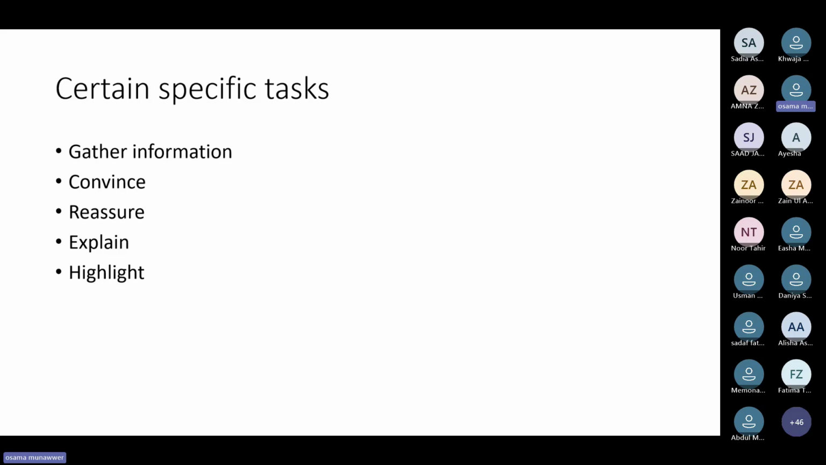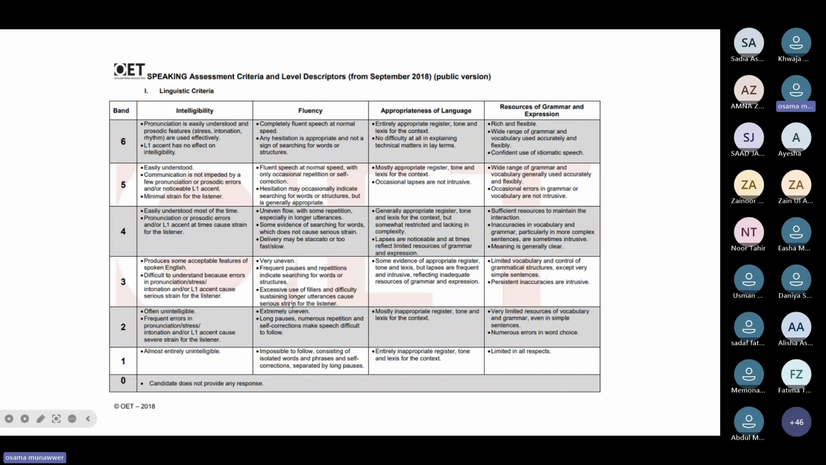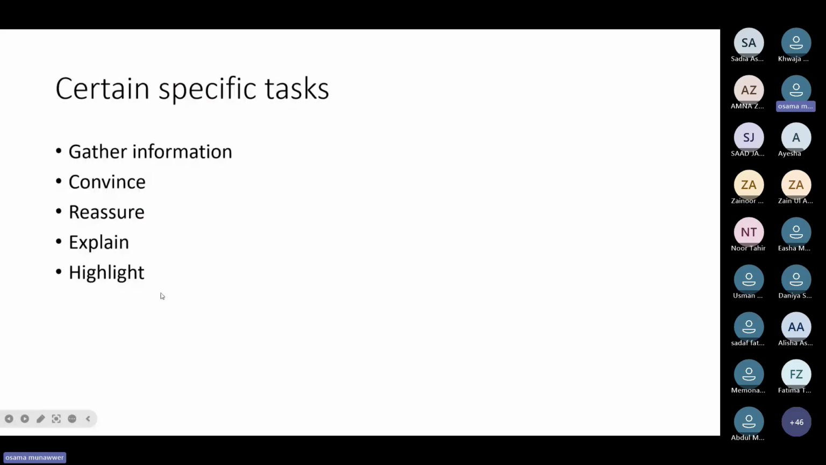एक चीज होती है, as you can see in this card, find out the reason, reassure the patient, give recommendations, give time scale, provide recommendations. So these points, these are basically smaller tasks that they have given you. Find out, reassure, convey, explain, highlight. So specific to the task, आपको थोड़ा mention भी करना पड़ता है कि I'd like to reassure you. Very specific to them, you can use certain words. I cannot stress this enough. I would like you to consider. Please do be informed. इस तरह की चीज़ है.